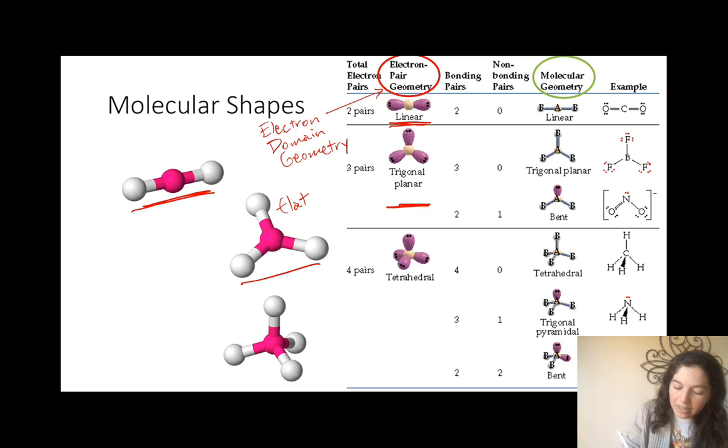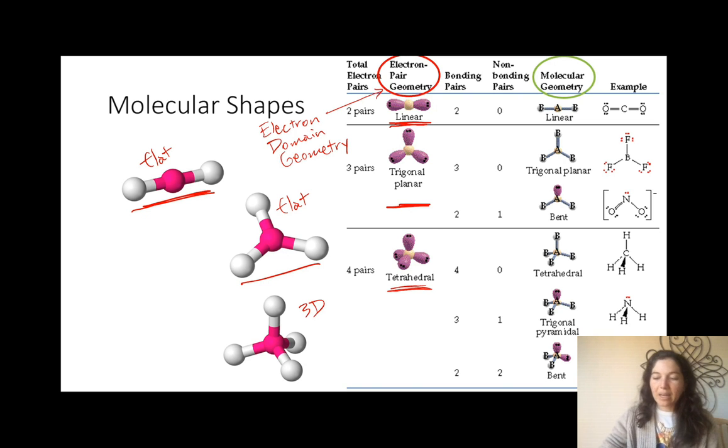And then we have our tetrahedral, which is not flat. These two are flat. This one is 3D, and it has 4 electron areas around it. And I like to think of it as like 2 and 2, and then they kind of go together like this. So that's kind of our 3D shape, if that helps you remember it. That's a tetrahedral molecule where it has 4 areas of atoms or electrons around the central atom inside of a molecule. So an example of this might be like CO2 here for our linear.